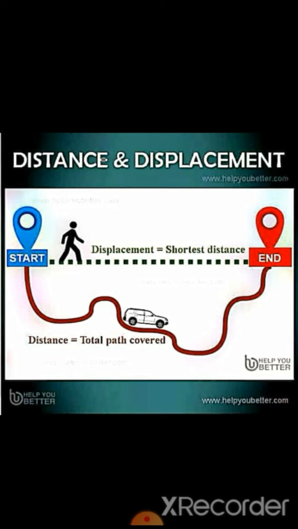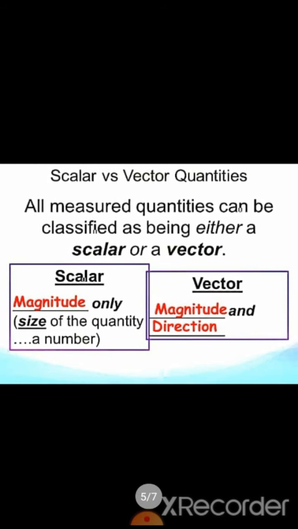Now, before we understand the differences between distance and displacement, let's learn two important quantities which are scalar and vector. Any measurable quantity, that means any quantity that you can measure, if it has only magnitude and no direction, is called a scalar quantity. On the other hand, the quantity which has both magnitude as well as direction is called a vector quantity.